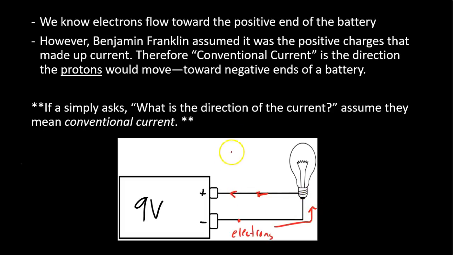All right. However, Benjamin Franklin. Yes, that Benjamin Franklin. He studied electricity. And when he was studying current, he assumed it was the positive charges. This is the year 1752.